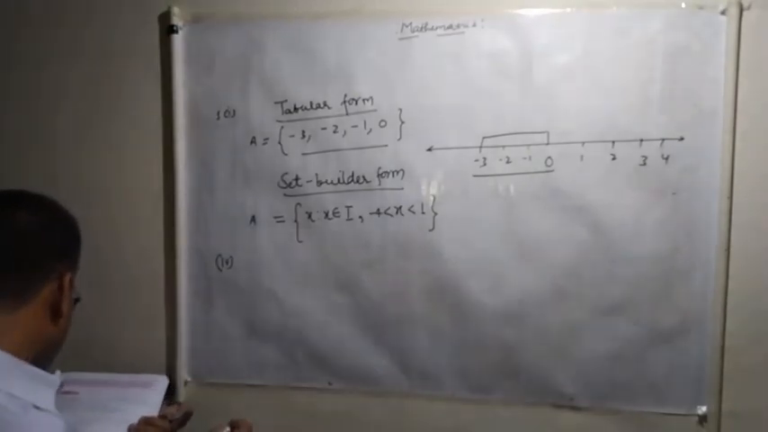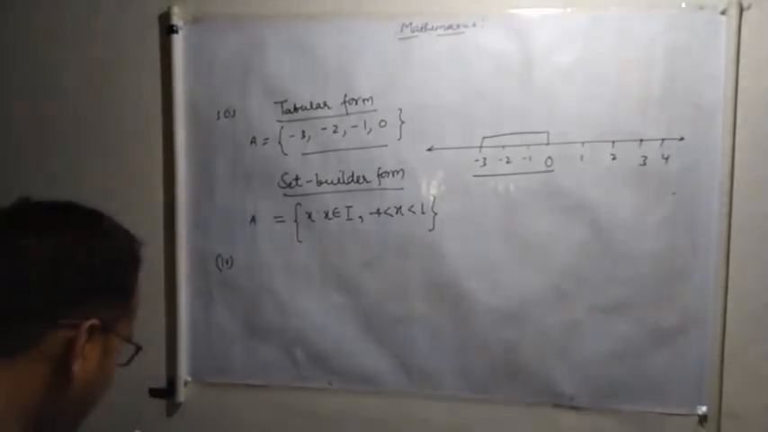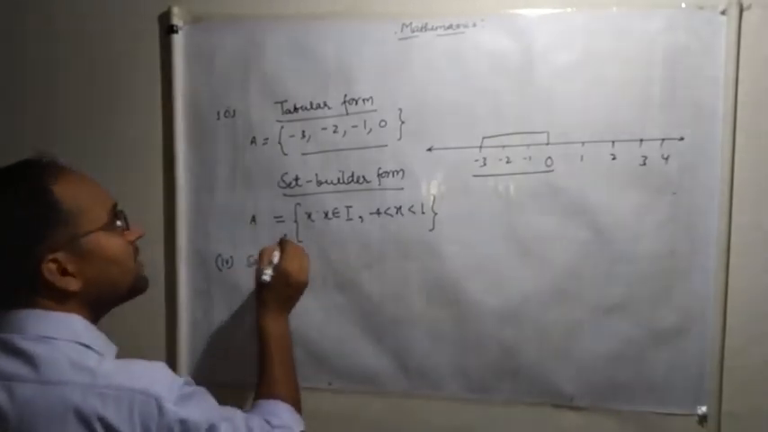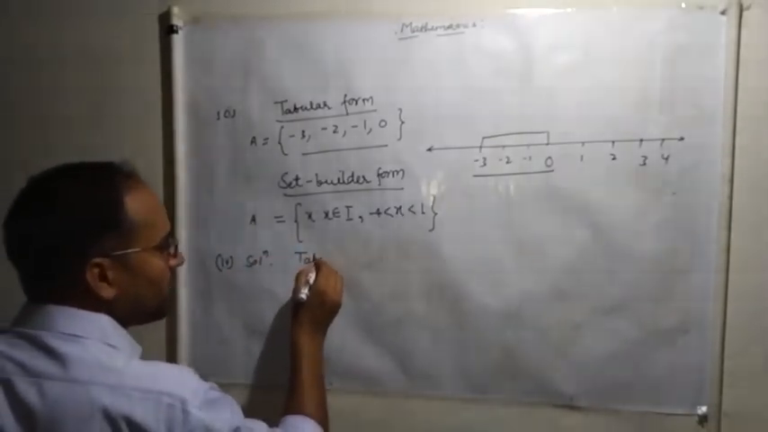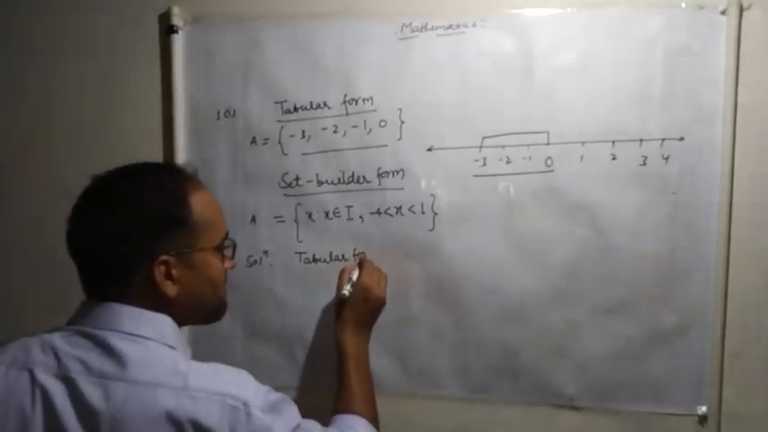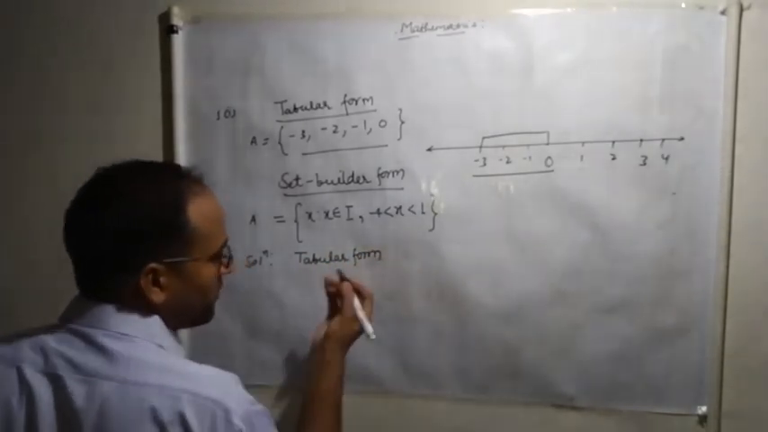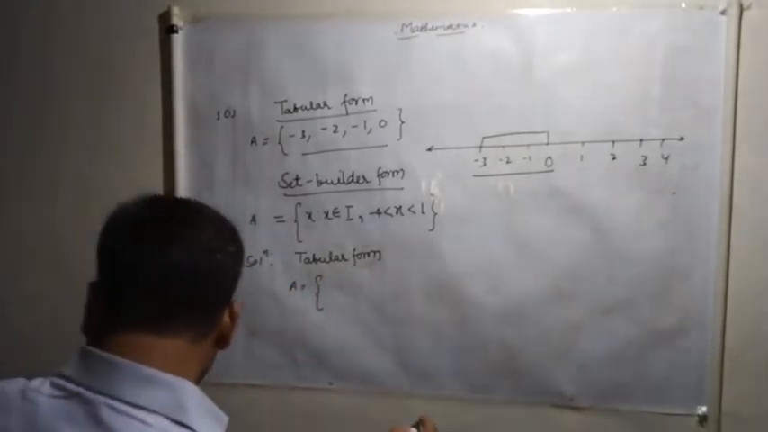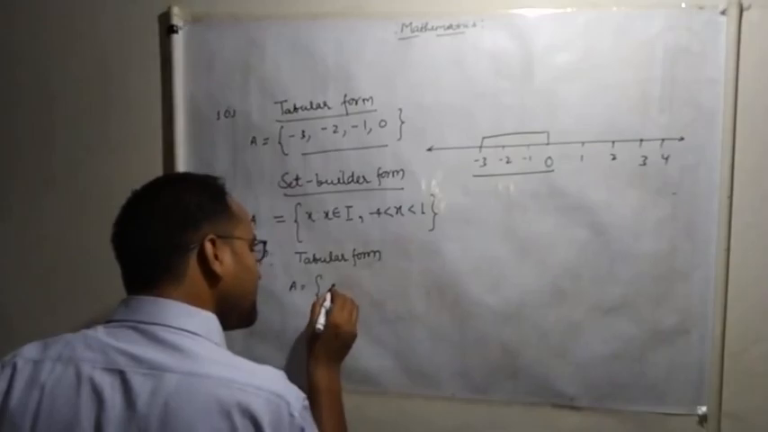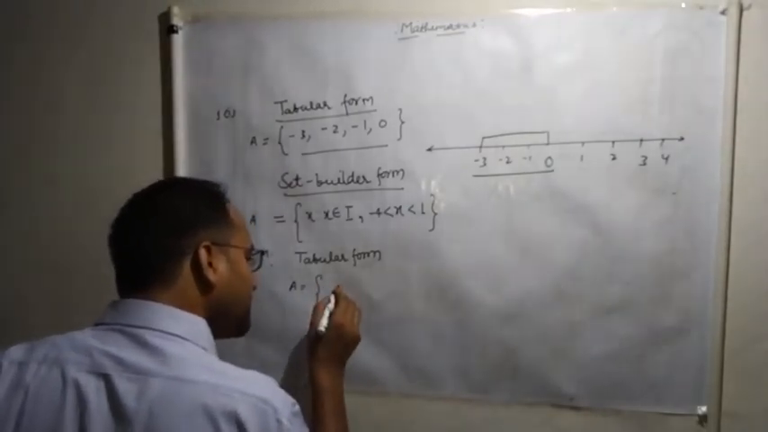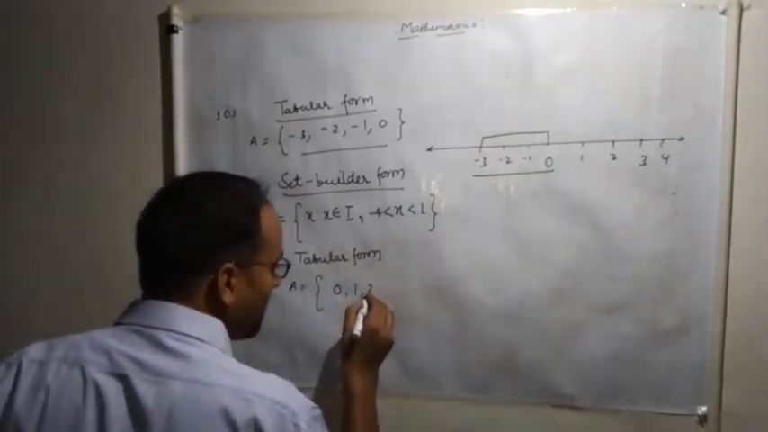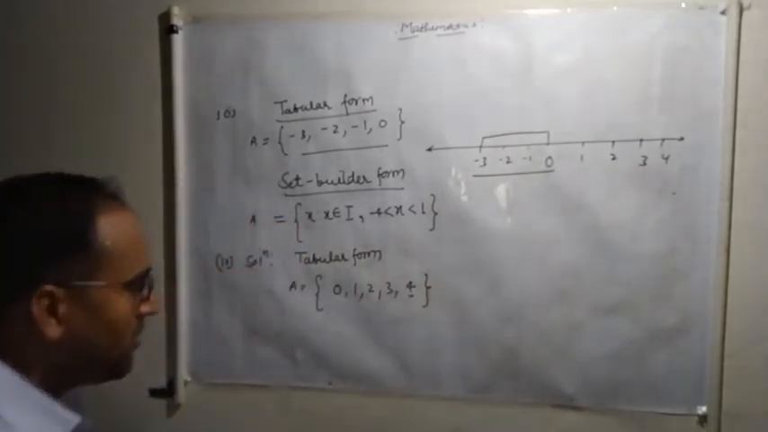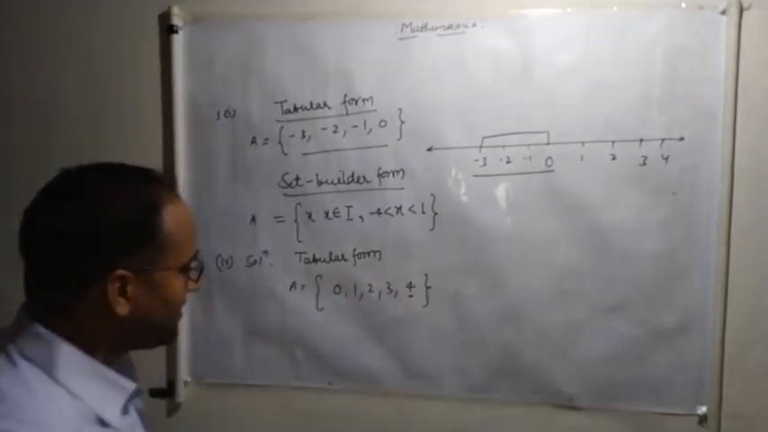Question number 4. Integers greater than -1 and less than or equal to 4. So first I'm going to represent it in tabular form, students. Integers greater than -1 and less than or equal to 4: 0, 1, 2, 3, and 4 also we will take inside the bracket.